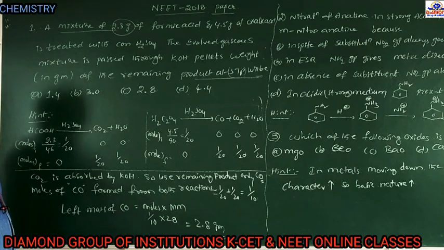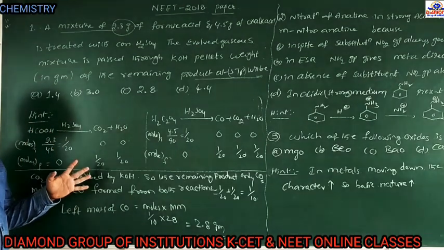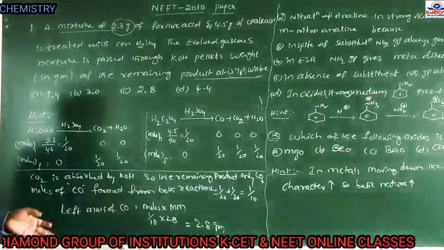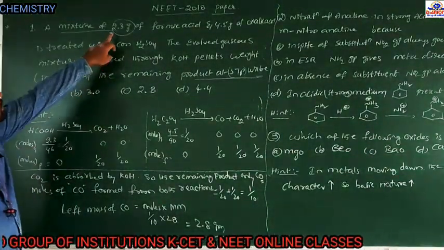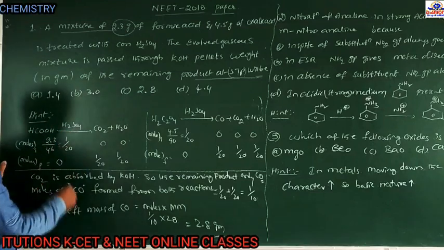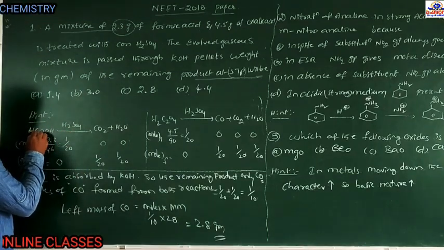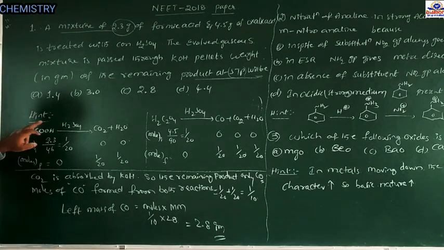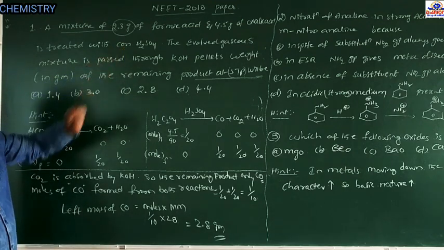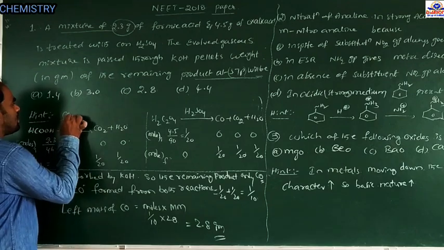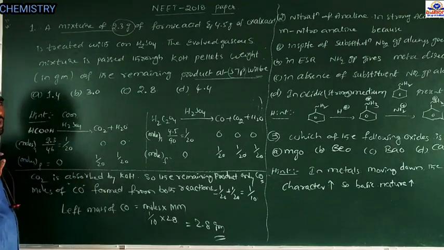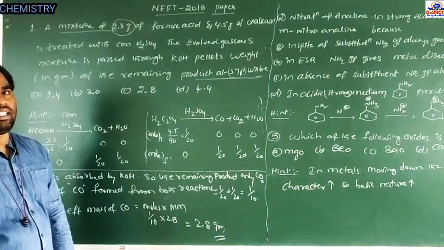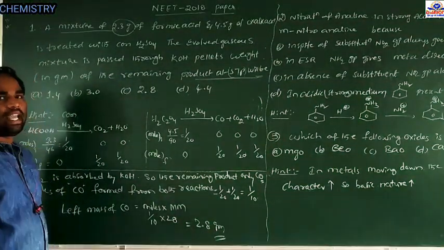Okay, so first here the hint for this question. What data is given in this question? First I am writing here 2.3 grams of formic acid. Formic acid formula, HCOOH, is the formic acid, and that formic acid is treated with concentrated H2SO4. Concentrated H2SO4 acts as a dehydrating agent. We already know about that dehydrating agent.